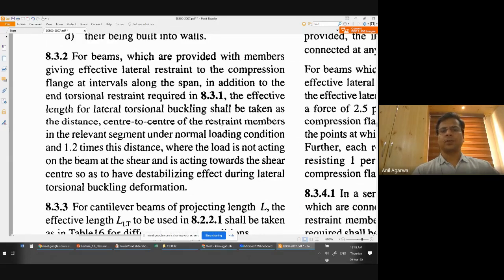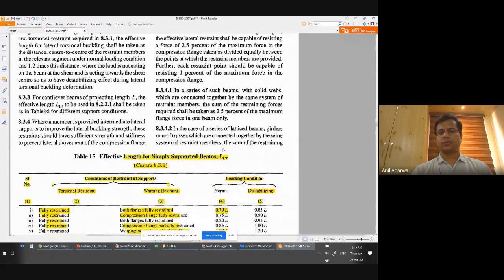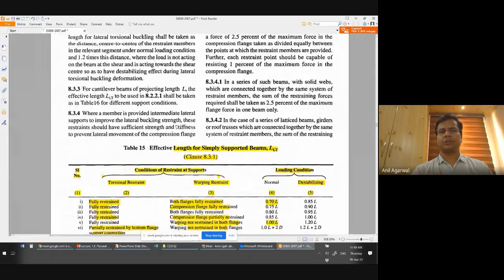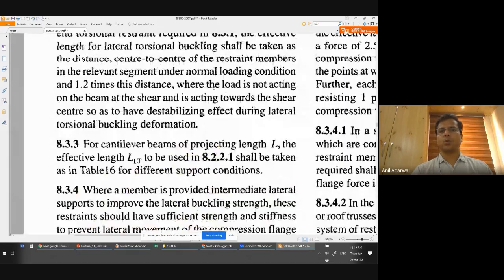What is it saying? It shall be taken as the distance center to center of the restrained member in the relevant segment. So you will take the distance as per this equation, as per this table, in all the different boundary conditions. But when it is destabilizing, and the definition of destabilizing is where the load is not acting on the beam, let me highlight this part.